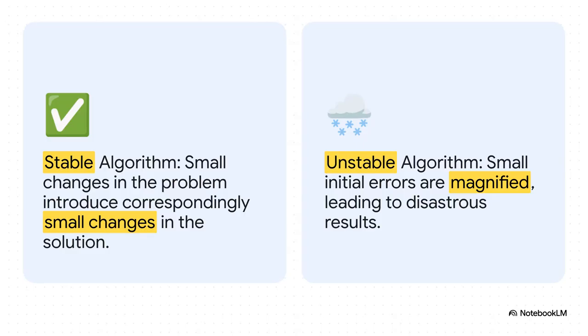I love this analogy because it illustrates the idea perfectly. A stable algorithm is like giving a little nudge to a giant boulder. That initial tiny error doesn't really change the final outcome in any meaningful way. But an unstable algorithm, that's like starting a tiny snowball rolling at the top of a huge, snowy mountain. That initial error gets amplified at every single step until it triggers a full-blown avalanche of nonsense.